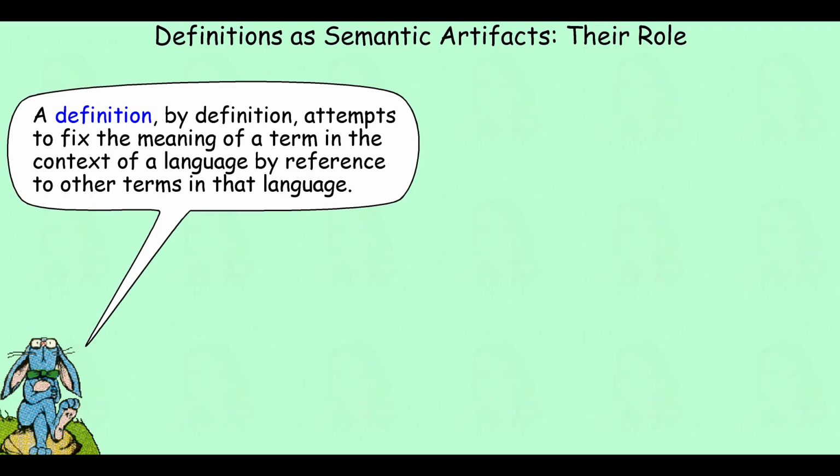So definitions are these static semantic artifacts. They are these tools that we use to fix meaning by reducing vagueness and ambiguity, by introducing new terms into a language, and so on. So by definition, traditionally, one means, by definition, attempts to fix the meaning of a term in the context of a language by reference to other terms in that language.